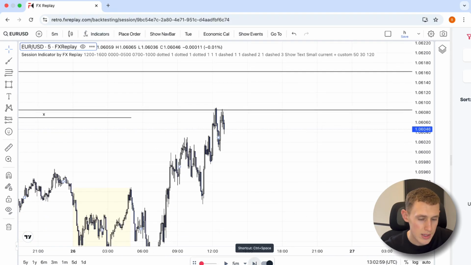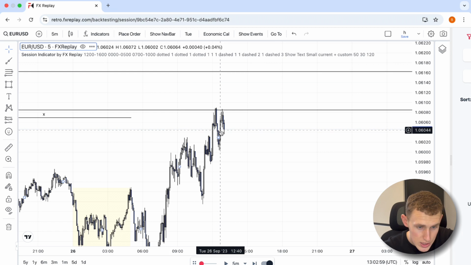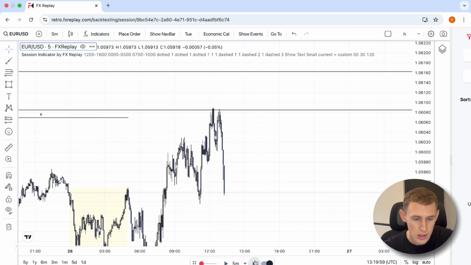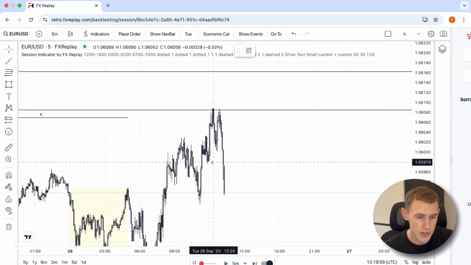Yeah, so I'm not liking this at the moment. This is not a valid change of character for me because it was a single candle pullback. Okay, nice. So that was a valid change of character, as you guys can see.